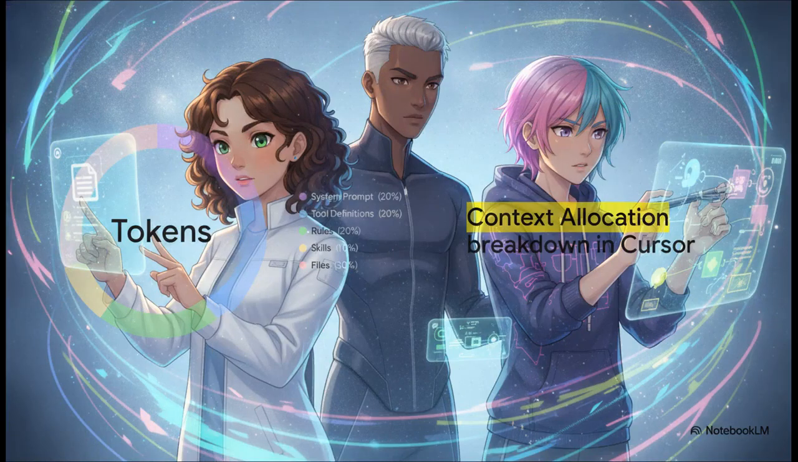Enter Cursor's new context usage report. This is where things get really cool. This interactive report completely solves the memory mystery by visualizing exactly where your tokens are going. You get a beautiful, clear breakdown. You can look at the chart and see the exact slice for your system prompt, those base instructions guiding the AI in the background. You see the tool definitions, which are the specialized functions loaded in.